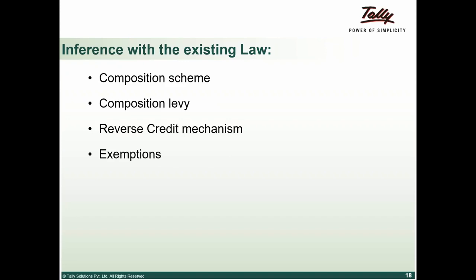Exemptions: currently GST says that there are no exemptions, and there are no declaration forms and all those things. But there is a section under the current law which gives the government or the GST council the provision to decide whether going forward exemption should be provided, partially or fully, conditionally or unconditionally. There is a section which allows the government to introduce exemption if it is required in the interest of the nation and various other things.